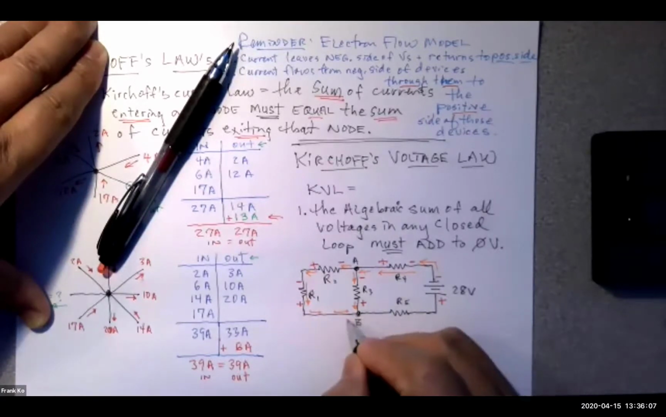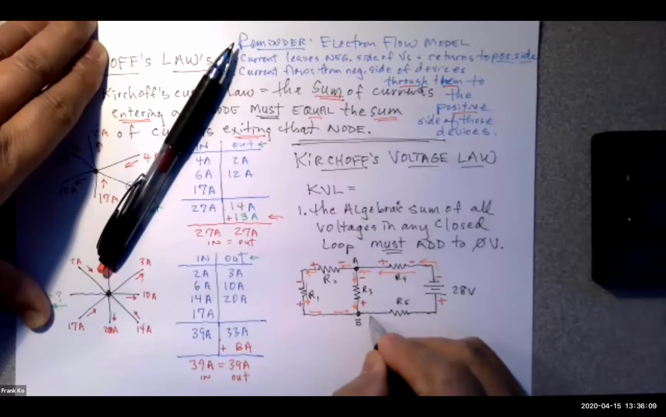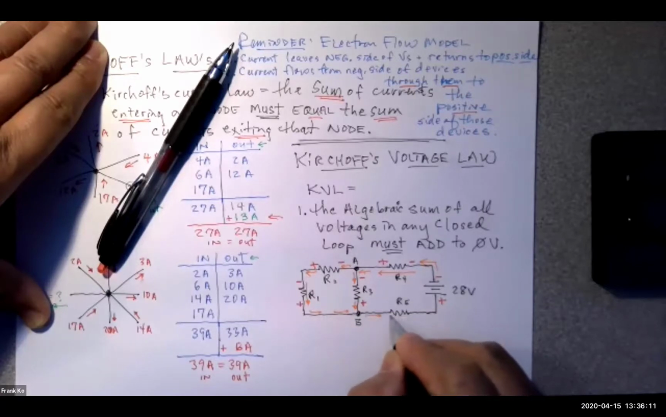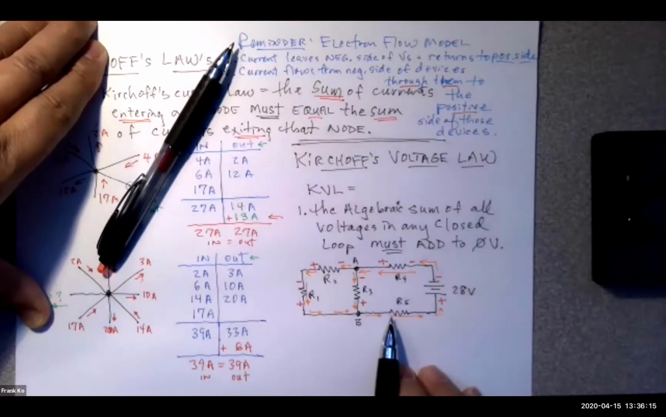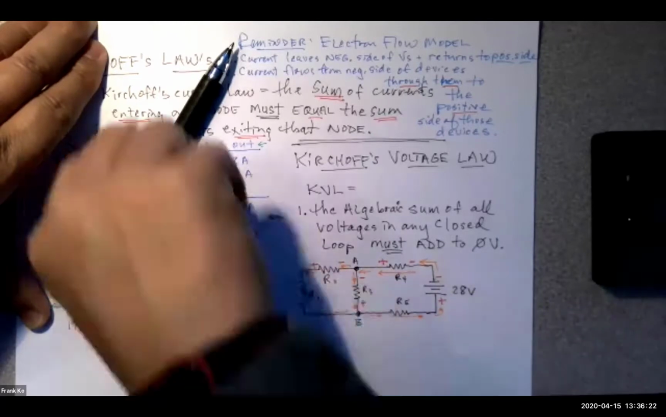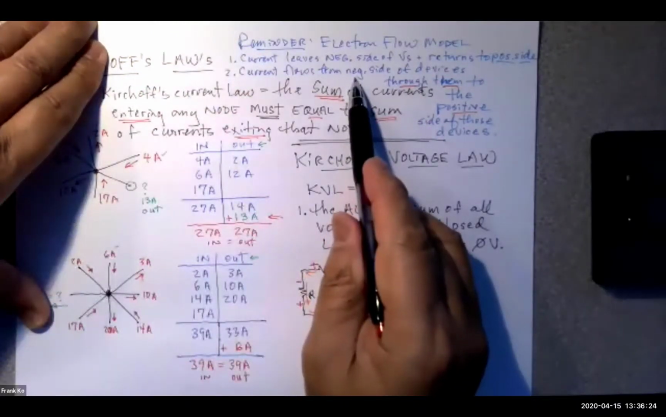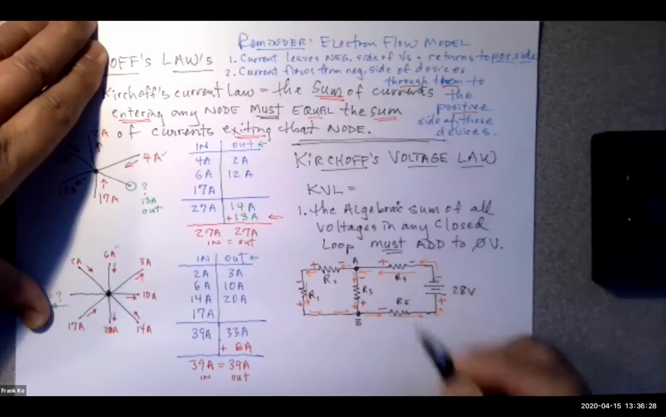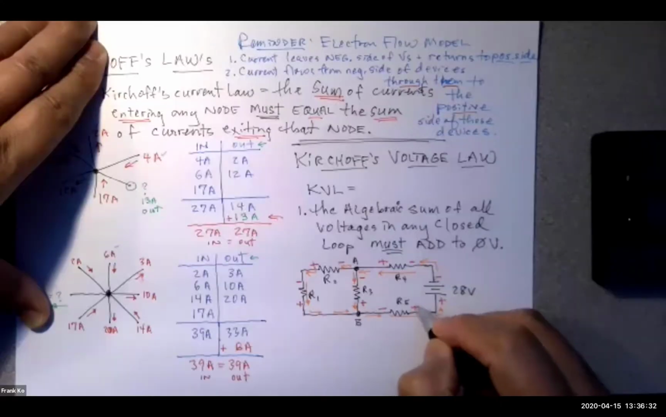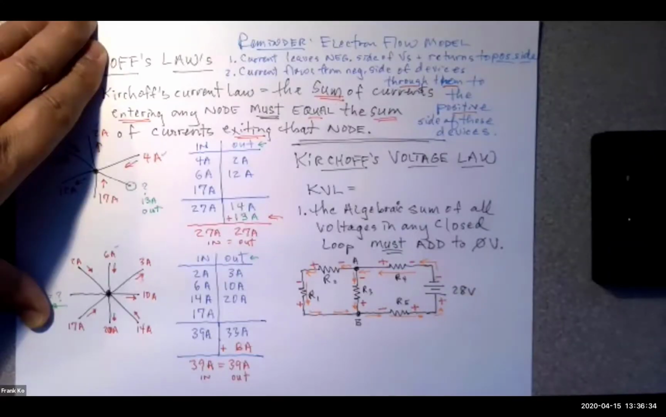Then the current combines at node B, and it leaves node B and goes back to the source in this direction, like so. So as the current flows into R5, it flows into R5 from the left through it to the right. So it's got to go into what side of the device? It's got to go into the negative side of the device, coming out of the positive side of the device right there.